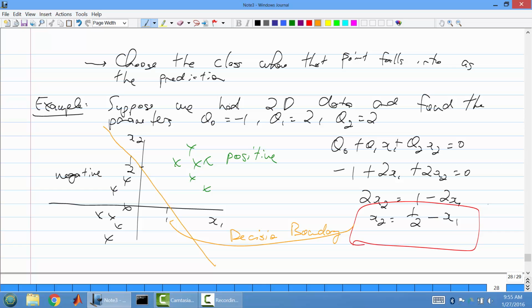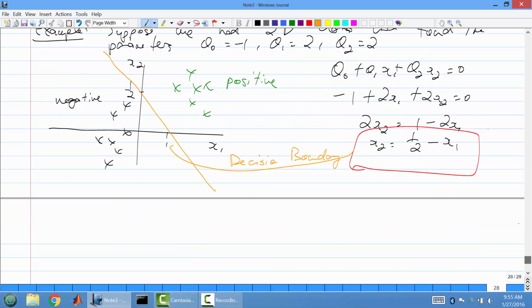So if this term was greater than or equal to 0, this is the positive class, and if it's less than 0, then it's the negative class. I just want to give you a little concrete example.